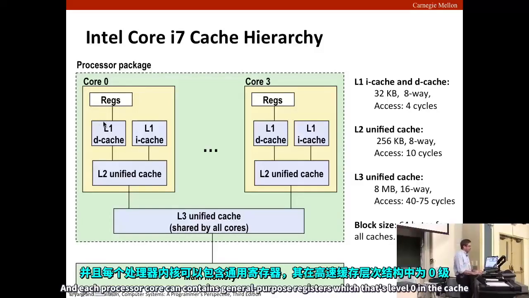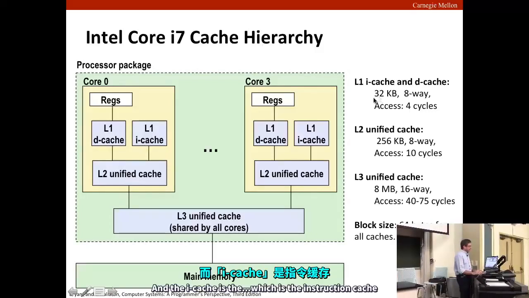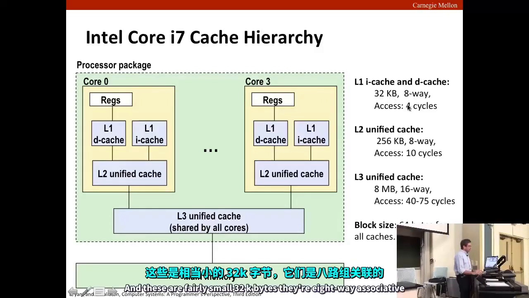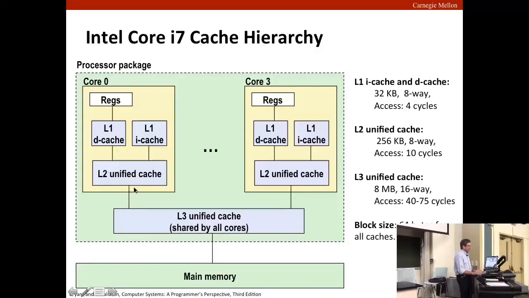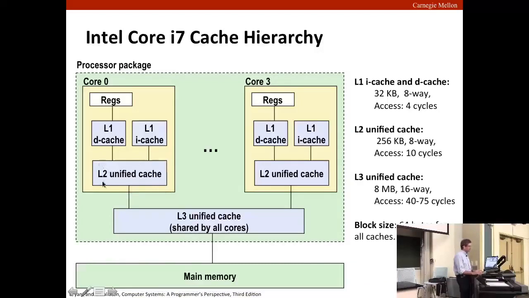And each processor core contains general purpose registers, so that's level 0 in the cache. And then two different kinds of L1 caches: the data cache, the L1D cache, and the I cache, which is the instruction cache. These are fairly small, 32K bytes. They're 8-way associative, and they can be accessed in a small number of cycles.